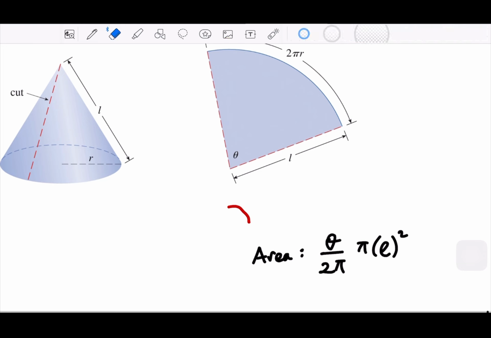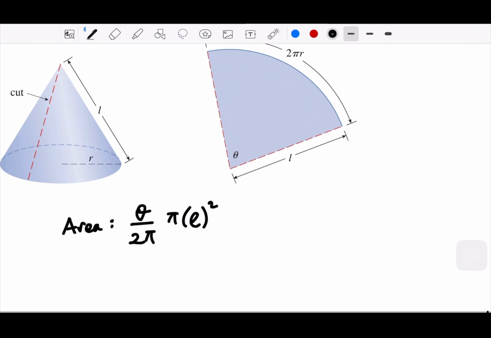So we can solve this and simplify it. It becomes half L squared theta. And the theta, we can also simplify.